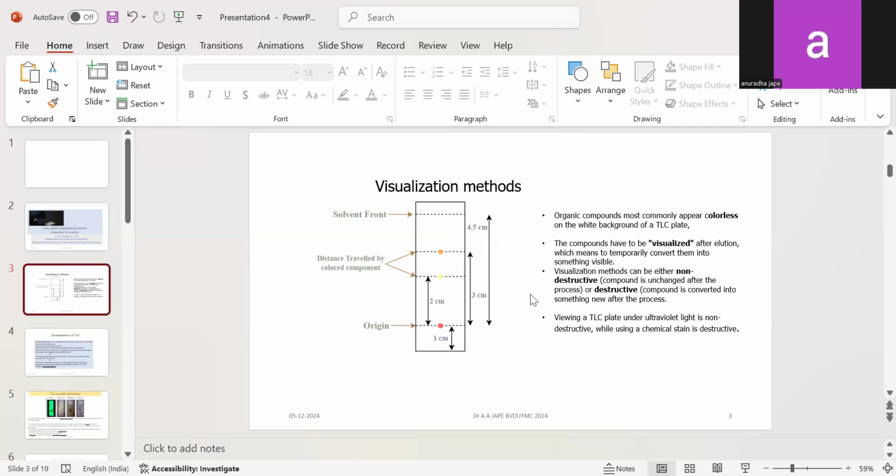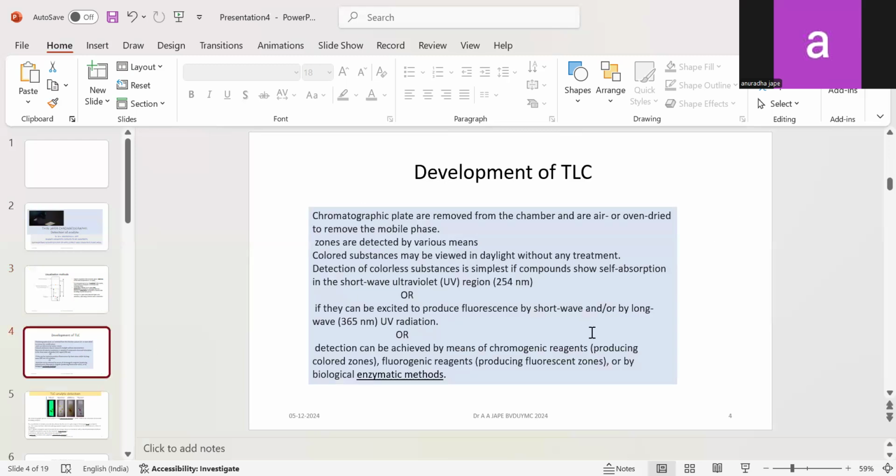The second type of visualization method is destructive, wherein the compound of interest is converted into something new. So you have a process which contains reagents that are going to react with the analyte and give you a colored complex. Now, when it is about development of the TLC plate for visualization, we have to take an overview of the different methods that are available.